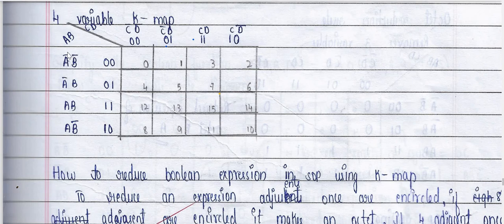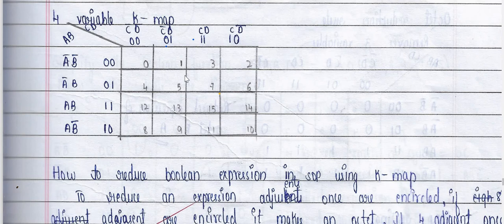If the variables are A, B, C, D, you can draw like this: A B on the left and C D on the top. If the variables are M N, O P, then M N will be on the left side and O P on the top side. According to the variables, you can draw the K-map. 0 0 means A bar B bar, 0 1 means A bar B. Like that, we can draw this K-map. Next, how to reduce the K-map.